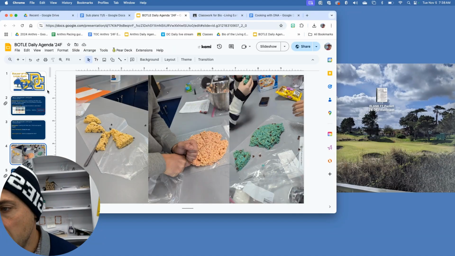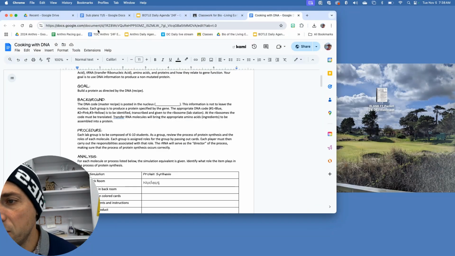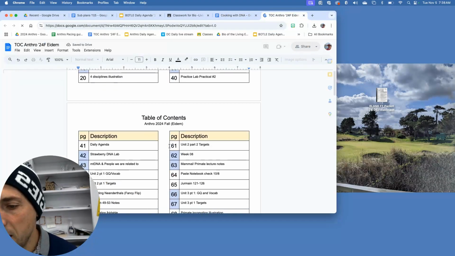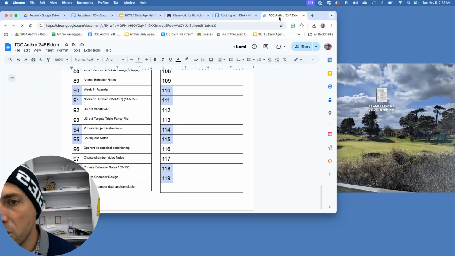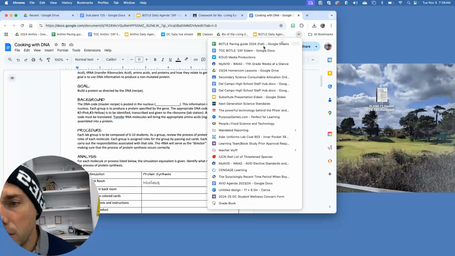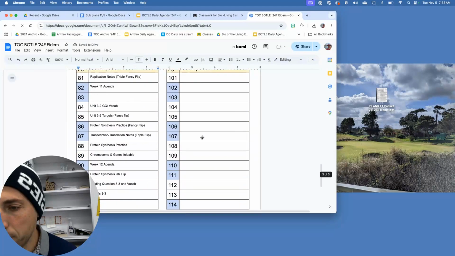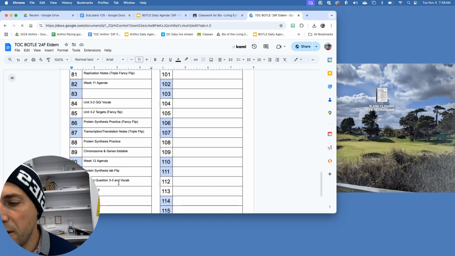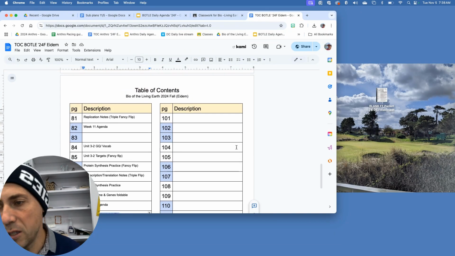What else did I have to say? I just want to make sure I got over it. Cooking with DNA, got that. Paste in targets. Those targets, again, are going to go on to page 92 and 93 in your notebook. That's the wrong class. There we go. 92 and 93 in your notebook. Yep. Guiding questions and vocab, targets 3-3. Your protein synthesis lab can get pasted all on page 91 as a super fancy flip, that sort of thing. All right, that should be it.